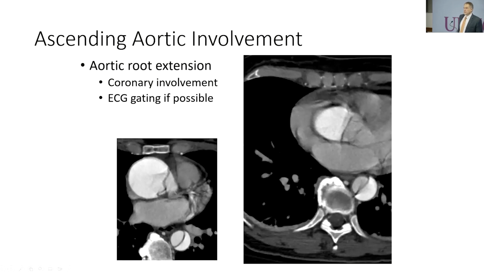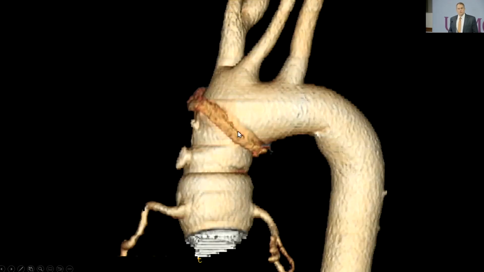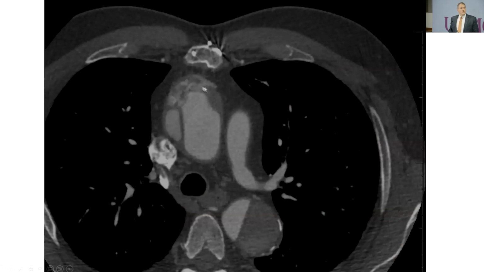And I mentioned earlier, EKG gating in the root is really helpful if you can manage it. It's often not possible with every single case. But these dissections that extend into the root can be difficult to determine whether or not they involve coronaries and other things that can be resolved with EKG gating. And post-op scans, again, we use non-contrast studies because there's a lot of surgical material. Incidentally, this surgical material almost always looks like contrast-enhanced blood. It's really hard to tell the difference. This one, I think everybody would know this is felt, but there are cases where it's more subtle.